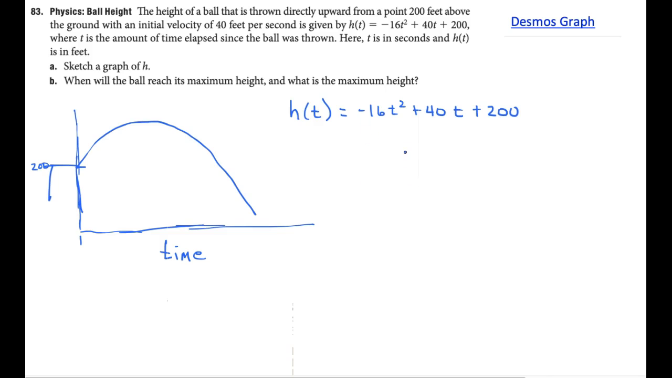So they want to know, when will the ball reach the maximum height, and what is the maximum height? In other words, what is the vertex? And we know how to find the vertex. It's fairly simple. So if we know A is negative 16, B is 40, and C is 200.